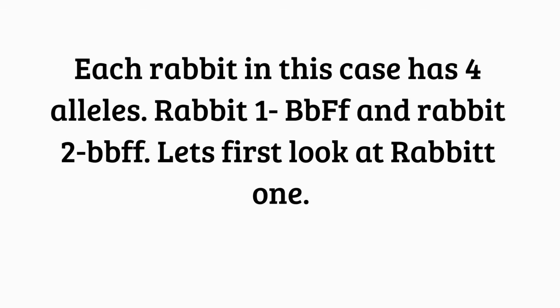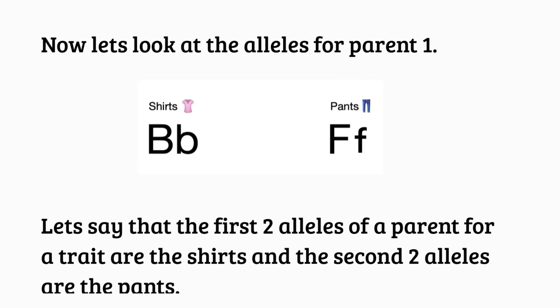So each rabbit in this case has 4 alleles. Rabbit 1 is capital B, lowercase b, capital F, lowercase f, and rabbit 2 is lowercase b, lowercase b, lowercase f, lowercase f. Now let's look at the alleles for parent 1. Remember, he had capital B, lowercase b, capital F, lowercase f. Let's say that the first 2 alleles of a parent for a trait are the shirts and the second 2 alleles are the pants.